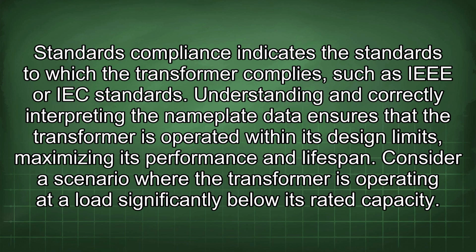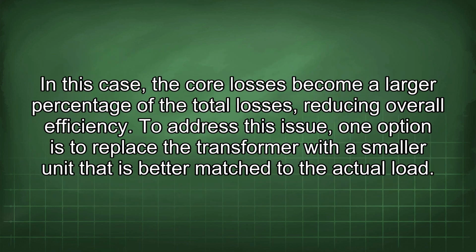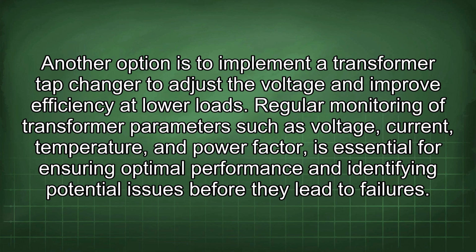Understanding and correctly interpreting the nameplate data ensures that the transformer is operated within its design limits, maximizing its performance and lifespan. Consider a scenario where the transformer is operating at a load significantly below its rated capacity. In this case, the core losses become a larger percentage of the total losses, reducing overall efficiency. To address this issue, one option is to replace the transformer with a smaller unit that is better matched to the actual load. Another option is to implement a transformer tap changer to adjust the voltage and improve efficiency at lower loads.